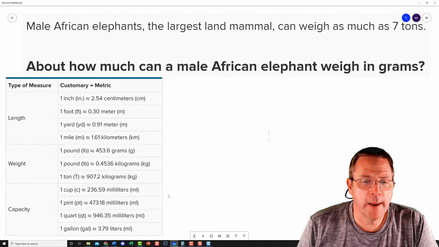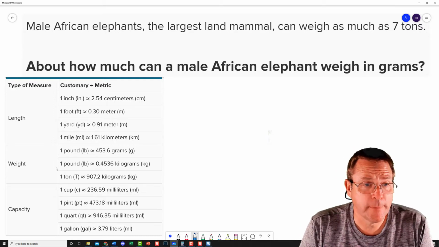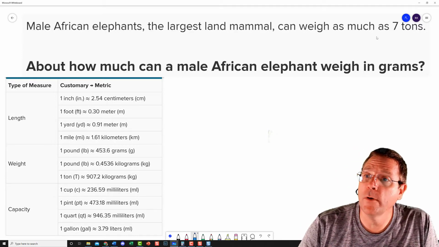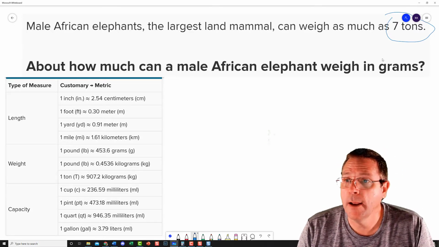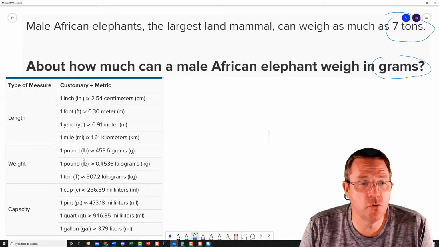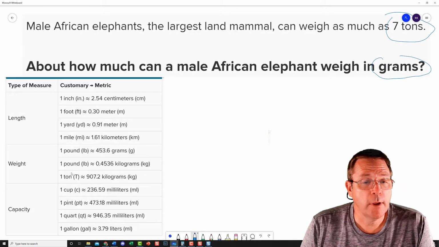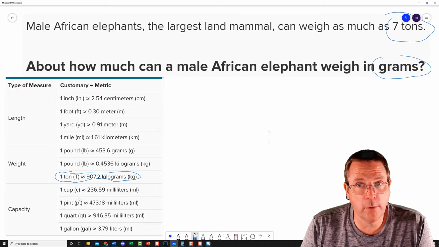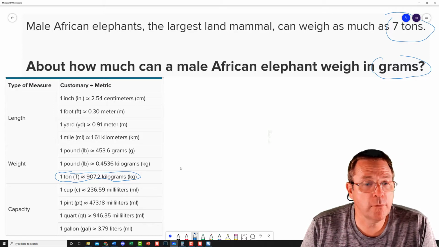Alright, let's take a look and see how I did this problem. Now, first off, we need to look at what our options are. We know that the elephant weighs 7 tons, right here in the top right hand side, and we want it in grams. So we've got to get from tons to grams, but we don't have an option for doing that. What we do have is an option for going from tons to kilograms, and we're able to go from kilograms to grams. Those are things we know how to do.